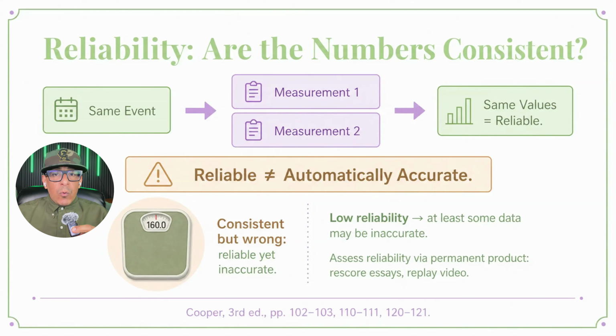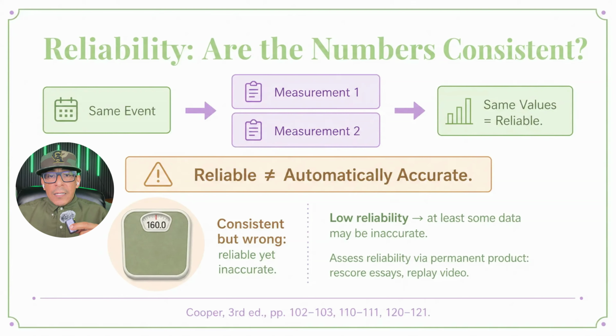Measurement is reliable when it yields the same values across repeated measurement of the same event. Reliability should not be confused with accuracy. High reliability does not mean high accuracy. A measurement system can produce the same wrong value repeatedly, which makes it reliable but still inaccurate. Low reliability, however, signals a problem because it shows that at least some of the data may not be accurate.